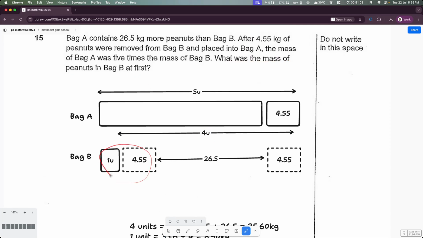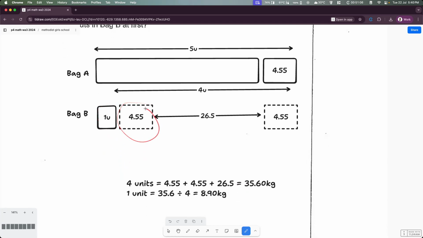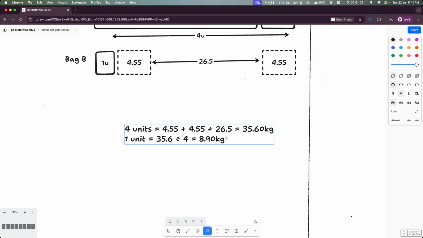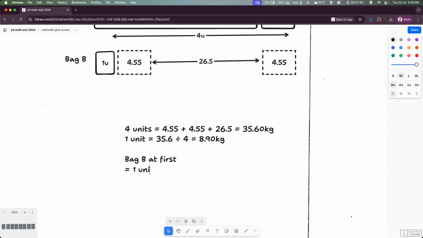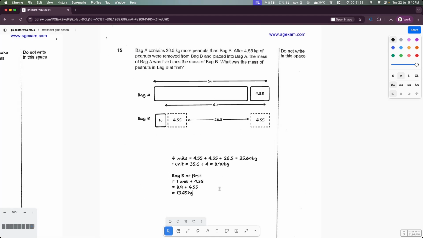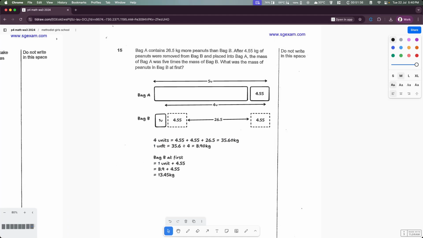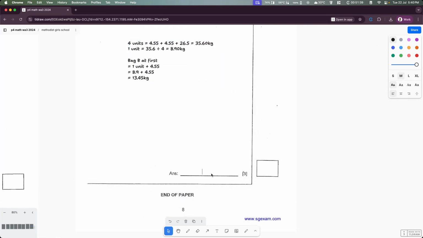Now the question is, what was the mass of peanuts in bag B? We know 1 unit. Now we just need to add 4.5. So bag B at first is equal to 1 unit plus 4.5, which is equal to 8.9 plus 4.55, which is equal to 13.45 kg. That's the answer to this question. Therefore, you put here 13.45 kg.